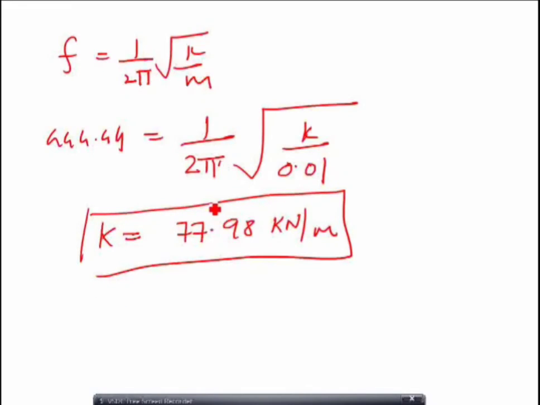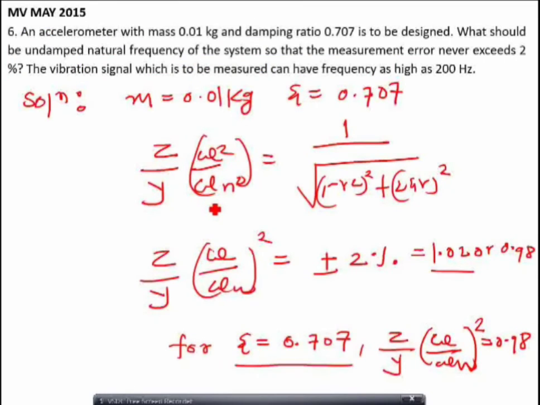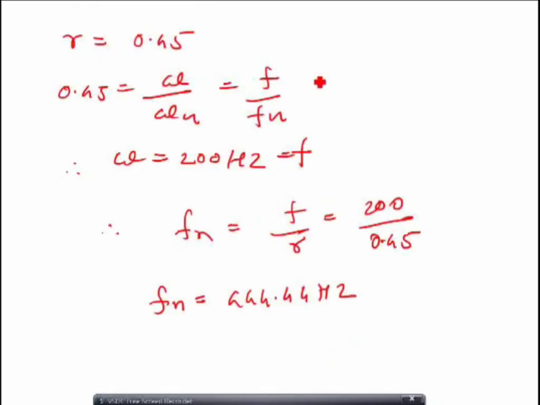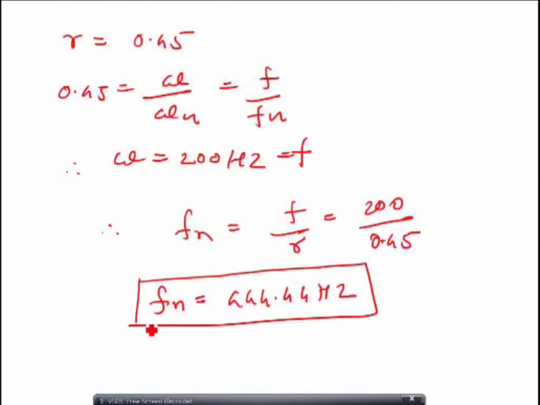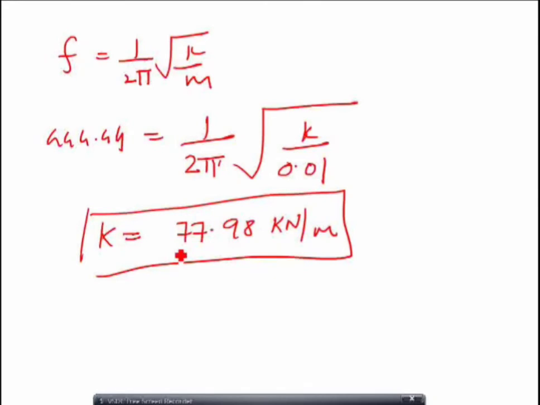Okay, so as per the problem, what should be the undamped natural frequency of the system so that the measurement error never exceeds 2%? That undamped natural frequency fn is nothing but 4.4 Hz. And the corresponding parameters for the accelerometer are k equal to 77.98 kN per meter, and mass has already been given. So this is how you can solve the problems on accelerometer.